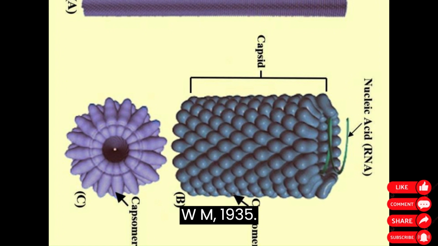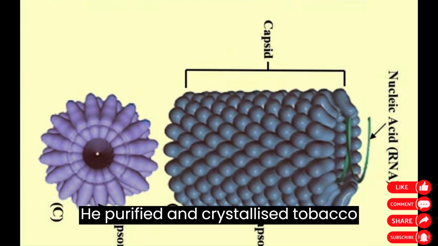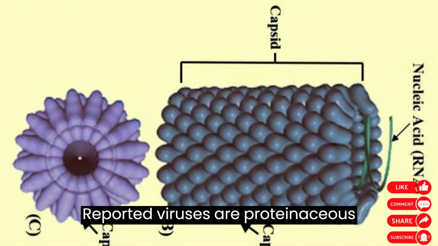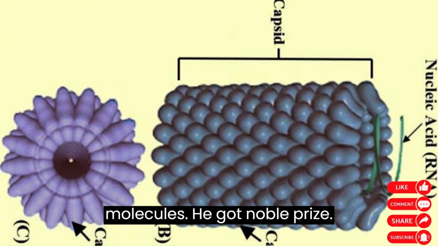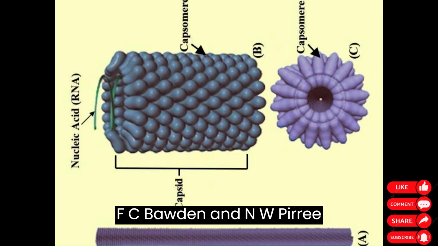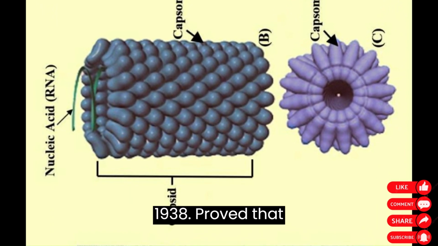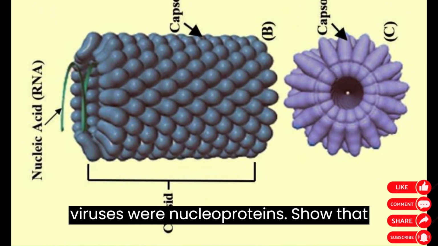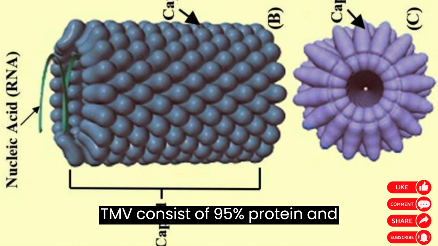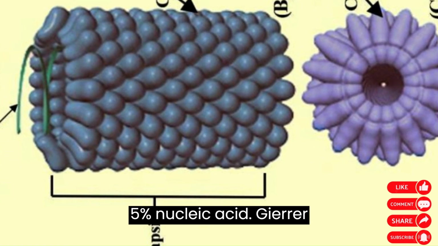Stanley, W. M., 1935. He purified and crystallized tobacco mosaic virus, TMV. Reported viruses are proteinaceous molecules. He got the Nobel Prize. F. C. Bawden and N. W. Pirie, 1938. Proved that viruses were nucleoproteins. Showed that TMV consists of 95% protein and 5% nucleic acid.